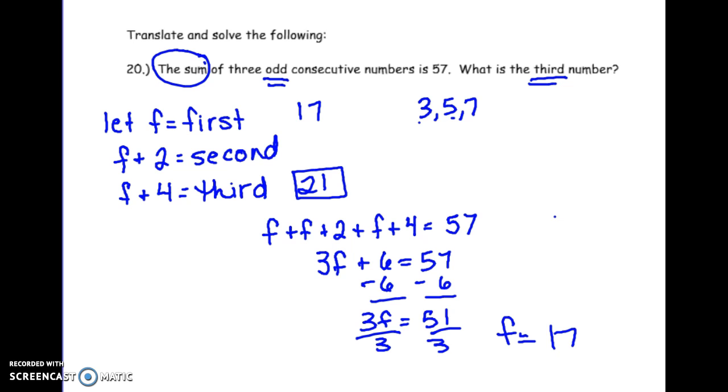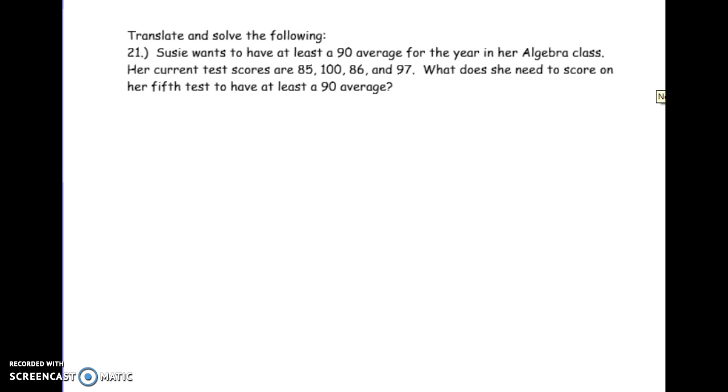Okay, moving on to 21. Susie wants to have at least a 90 average for the year in her algebra class. I'm actually going to have to stop this right now because the recording's coming up on 15 minutes. So I'm going to make one mini recording for the last 2 questions. Look for part 2 for questions number 21 and 22.